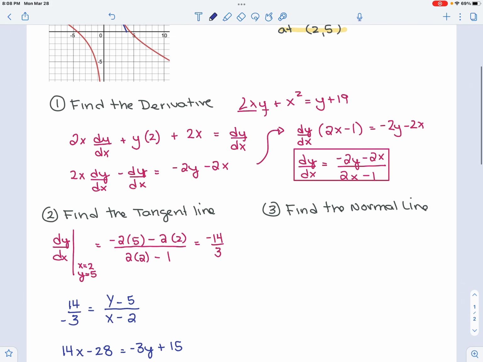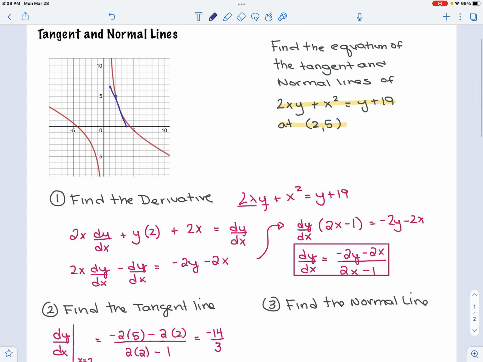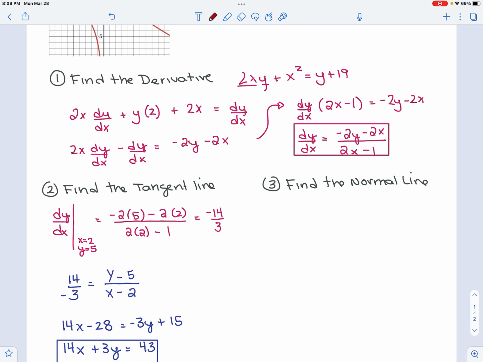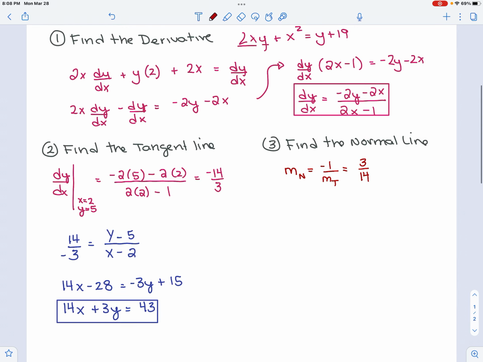Okay, so to find the equation of the normal line, I'll draw it up here. The normal line is perpendicular, or orthogonal, or 90 degrees to the tangent line. So it also goes through the point of tangency, but the slope is going to be the negative reciprocal. So the slope of the normal line is minus 1 over the slope of the tangent. So that's going to be 3 over 14, and positive.